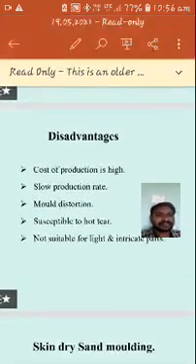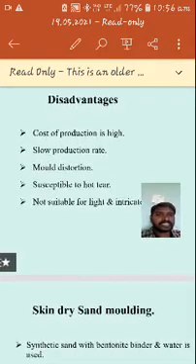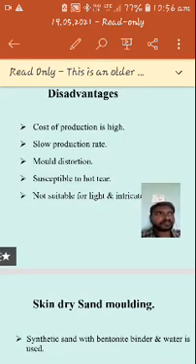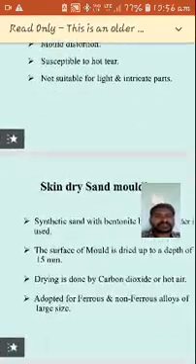The cost of production is high compared to green sand. It also gives slow production, that means it is a time consuming process. Why? Because after preparing the molds, the mold is in a wet state. So from wet to dry, it will take time. Okay, so that is the problem.